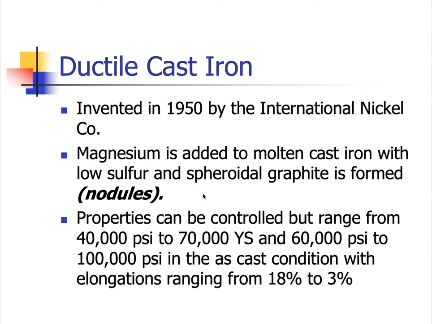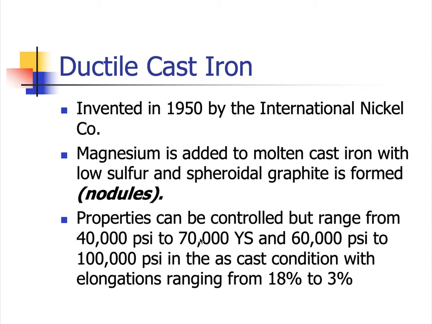The properties can be controlled from 40 to 70,000 pounds per square inch yield and 60 to 100,000 pounds per square inch tensile in the as-cast condition. But as you go up in strength, if you have 100,000 pounds per square inch, you typically only have 3% elongation. If you have 60,000 pounds per square inch, you have near 20% elongation. And these are the minimum numbers, by the way. 40, 70, 60, 100, those are the minimums. Let's say your part is 120,000 pounds per square inch, but for that grade, the minimum is 100. And let's say I have 4.5% elongation instead of 3. That's good. It has to be a minimum of 3.